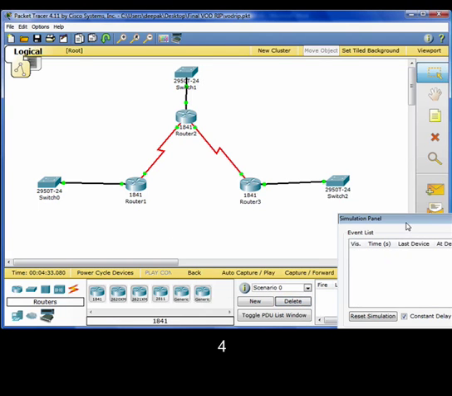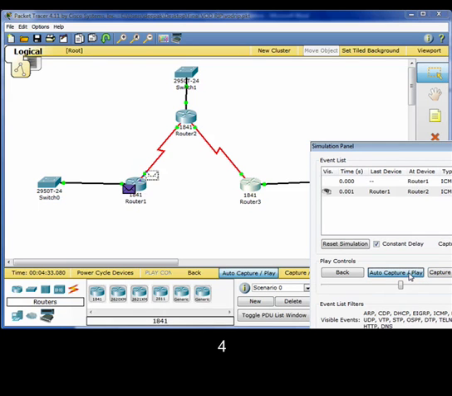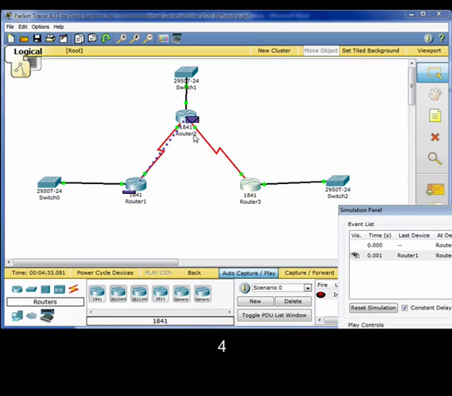Okay. Now to check the connection, let's send a packet from router 1 all the way to router 3. Okay, so the packet goes from router 1 to router 2. And router 2 sends it to router 3.